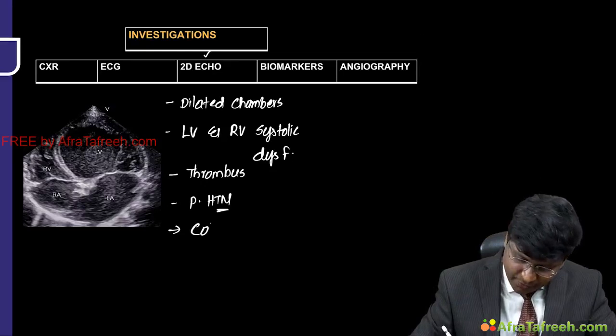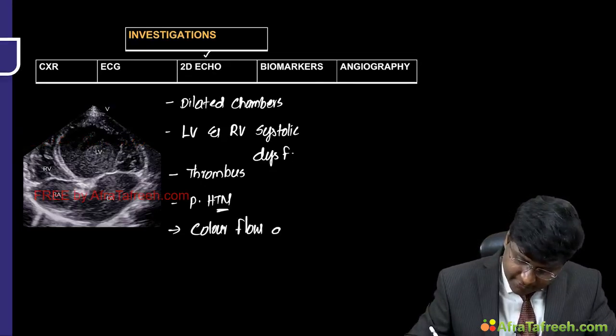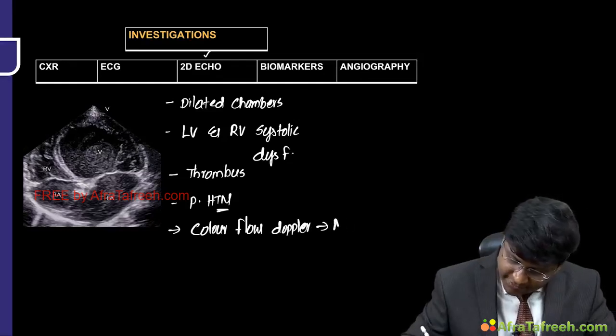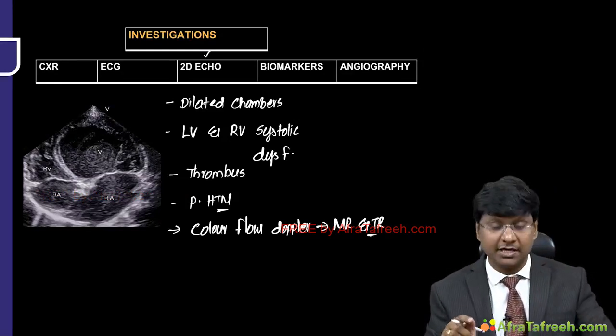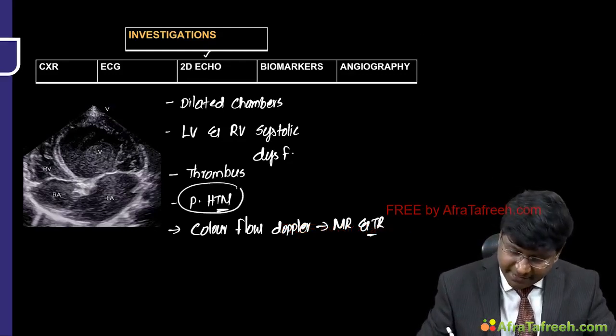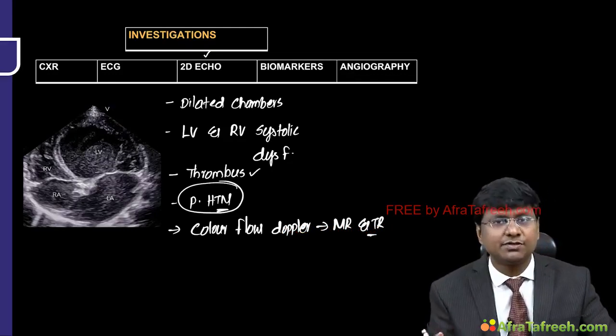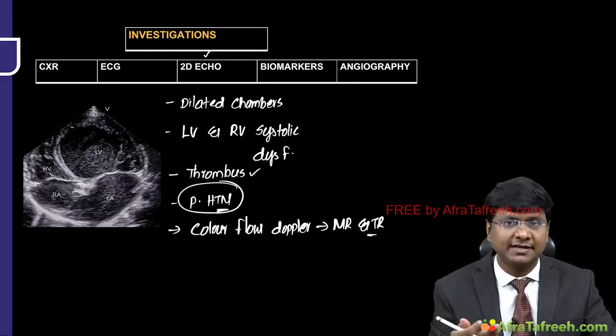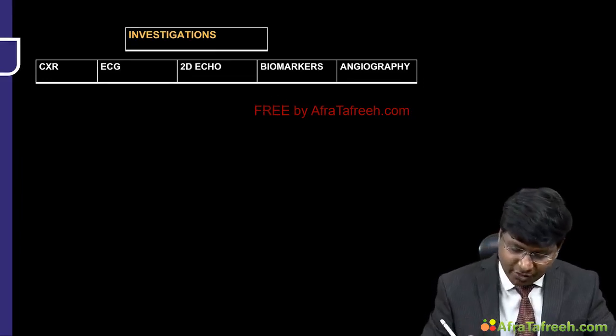So when you do a color flow Doppler, the color flow Doppler will show the functional MR and as well as the functional TR. That is what the color flow Doppler will show. And continuous Doppler will estimate the pulmonary artery pressures. And intracavitary thrombus can be seen. Why is there thrombus formation? Because there is systolic dysfunction. There can be stasis of the blood resulting in thrombus formation.